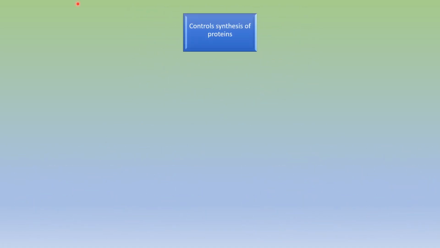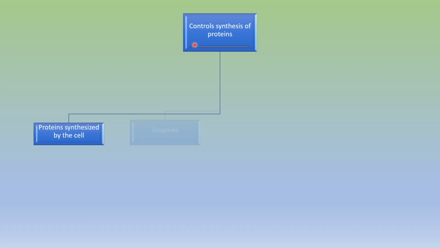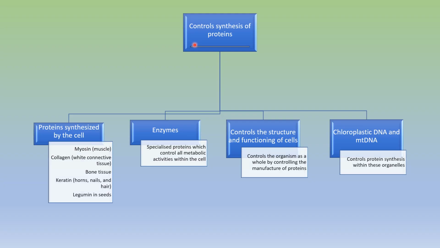Now, specifically looking at the synthesis of protein, the fact that DNA controls the synthesis of proteins, there are multiple ways in which it actually controls. Proteins that are synthesized by cells are multiple: muscle, connective tissue, which is our collagen, bone tissue, keratin, legumin, seeds, all of these are proteins. Enzymes are a form of proteins, and they are specialized because they control all metabolic activities within the cell.